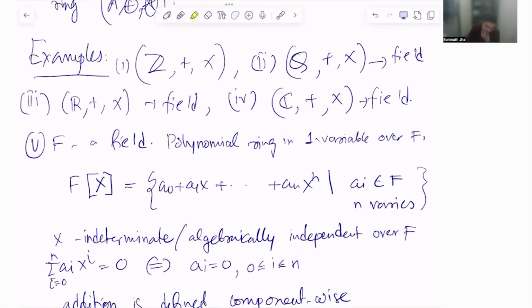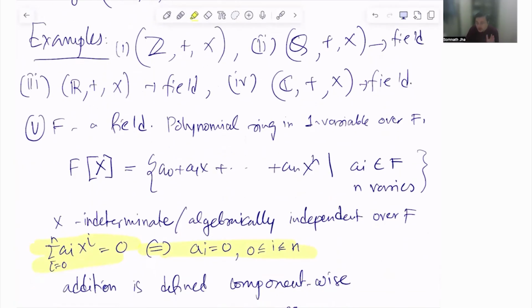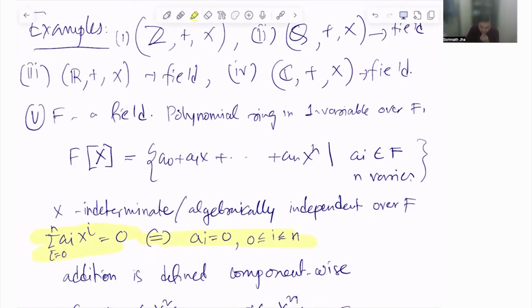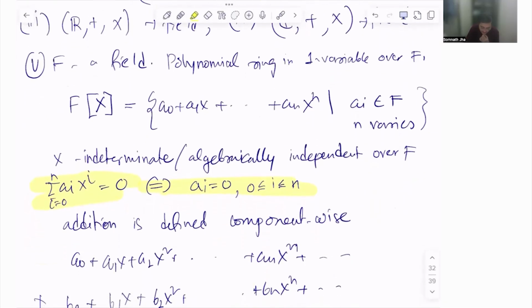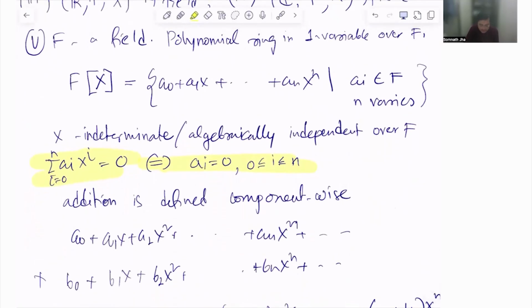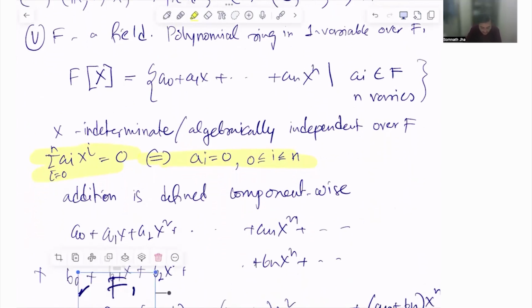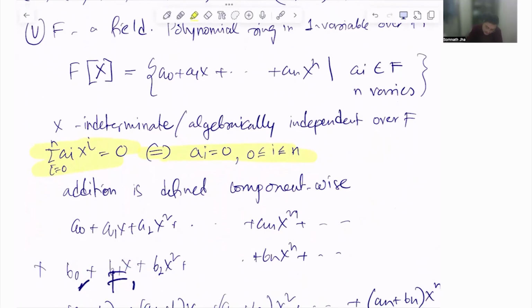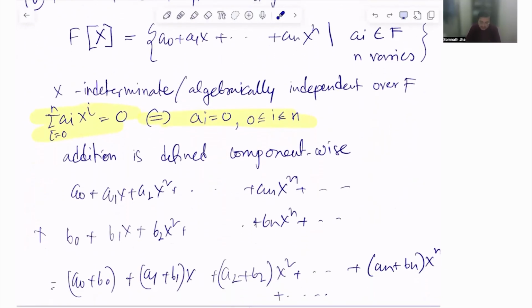So basically, it is this property which we need: the summation of ai x to the power i equals 0, a polynomial is 0, if and only if each of its coefficients is 0. Just to distinguish, these are not functions, these are polynomials. So addition is defined component-wise. So x is a formal variable here, an indeterminate, algebraically independent. This is the definition of algebraically independent, and it applies to all such expressions. And how do you add two polynomials?